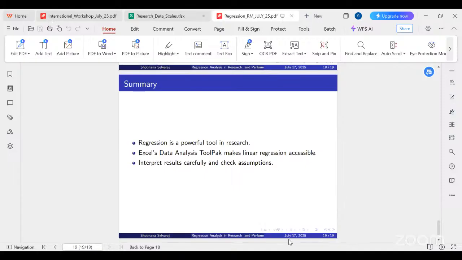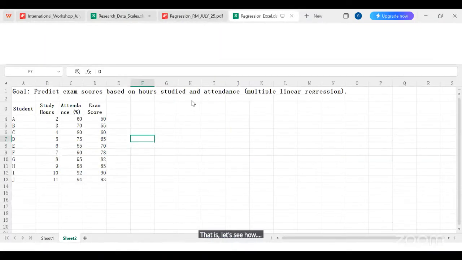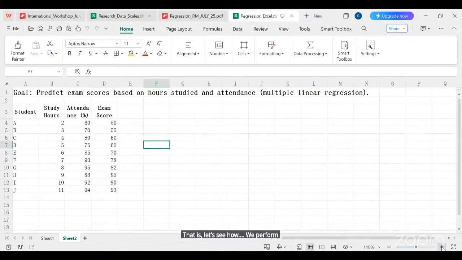That's all from my side on this theoretical part. Let us move to the hands-on session, that is, let's see how we perform this in Excel.